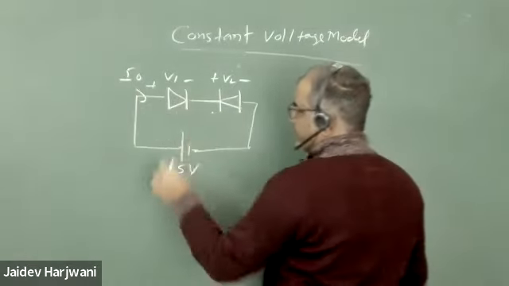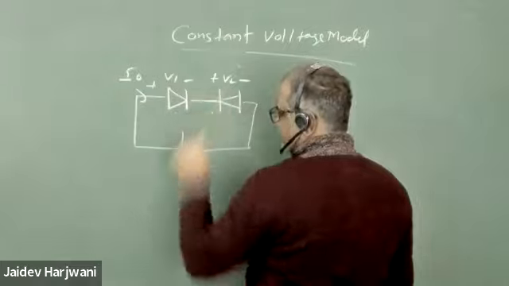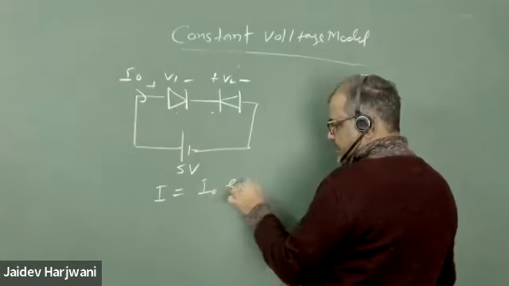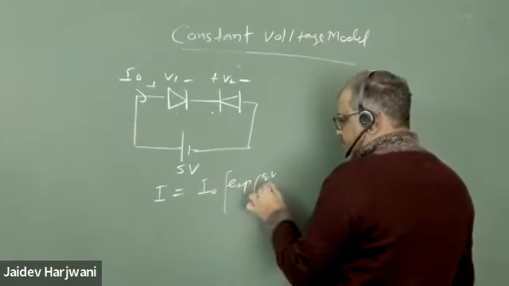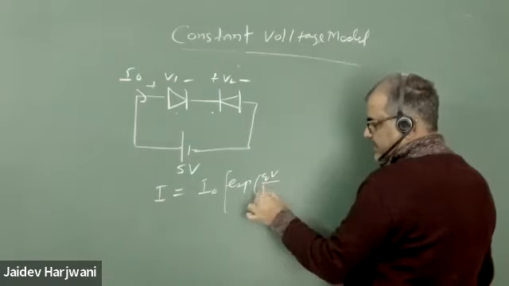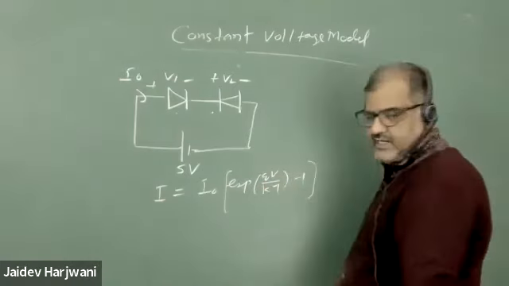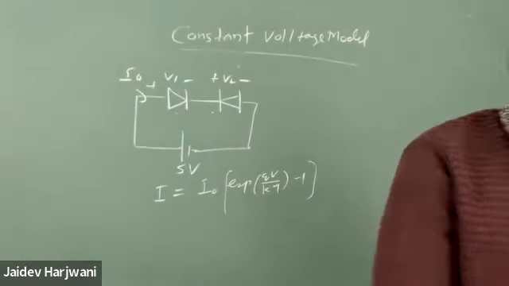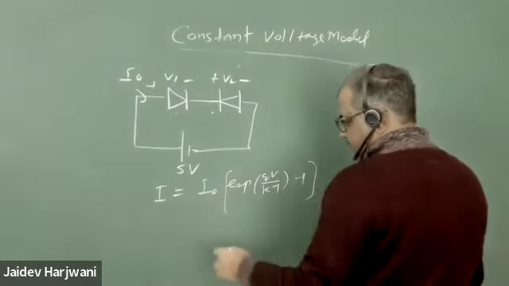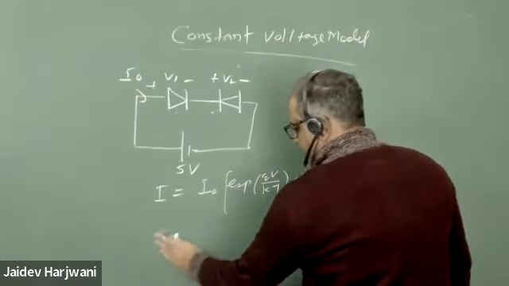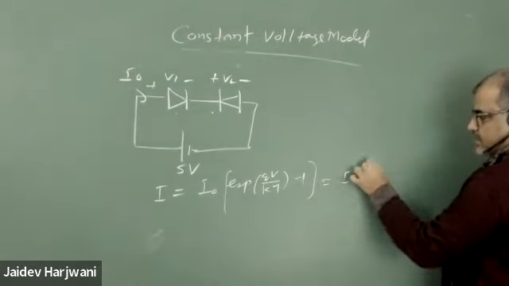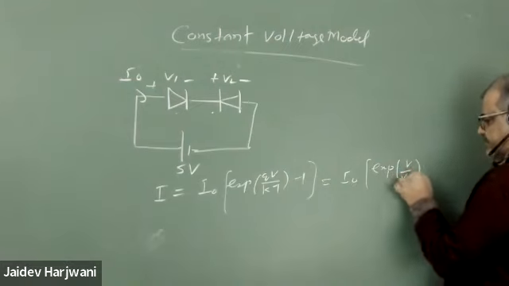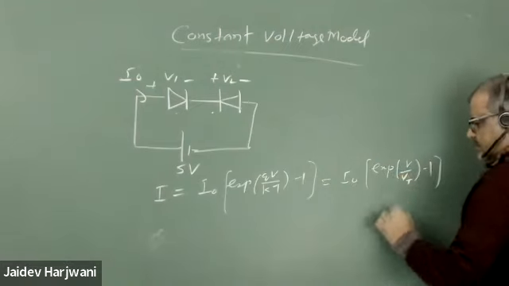Now I know the I naught current is flowing here, so I can find V1 and V2, because I know the current equation is I naught exponential QV upon KT minus 1. If I take eta equals 1, the ideal case, I can write my current equation like this: I equals I naught exponential V upon Vt minus 1.